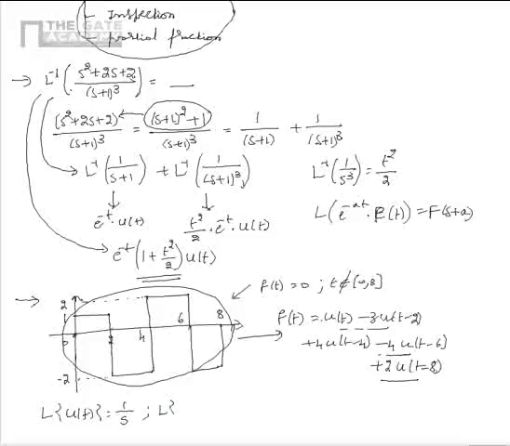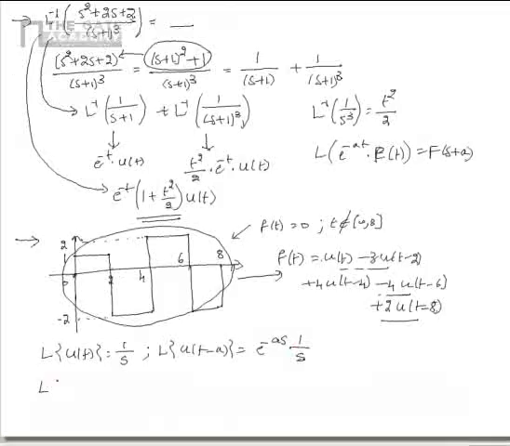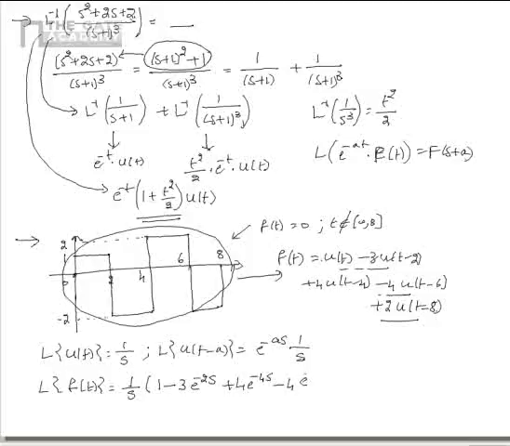We also know that Laplace transform of u of t minus a is equal to e power minus as multiplied by 1 by s. From this, we can write that Laplace transform of f of t is equal to 1 by s multiplied by 1 minus 3 into e power minus 2s plus 4 into e power minus 4s minus 4 into e power minus 6s plus 2 into e power minus 8s.